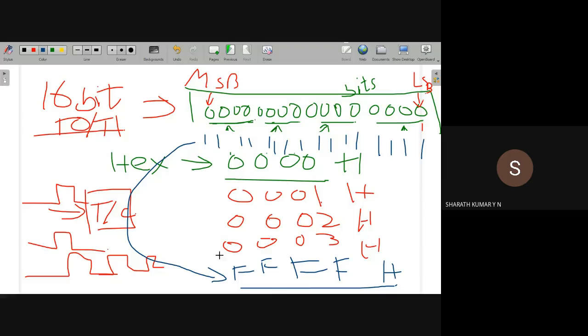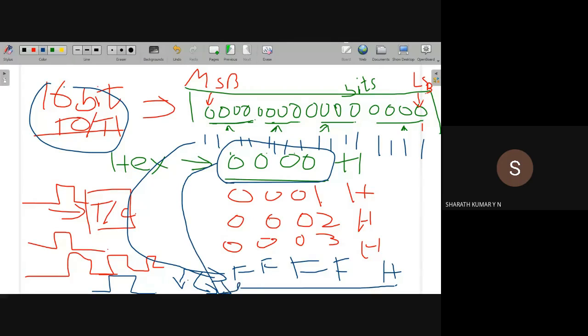Now when the count becomes FFFFH and the next clock pulse appears, what should happen? It cannot go to the next size, because the maximum size of the timer is only 16 bits. What happens is the timer or counter hardware resets to the initial count, which is 0000.